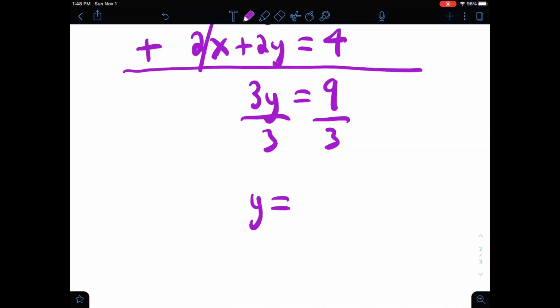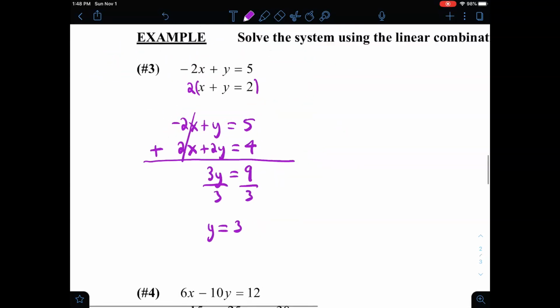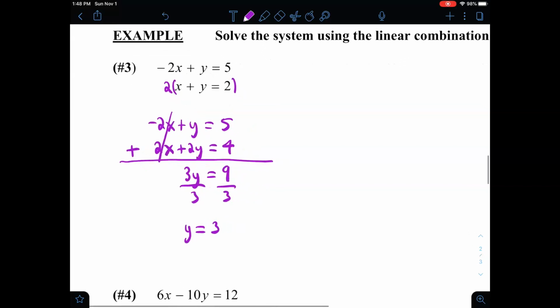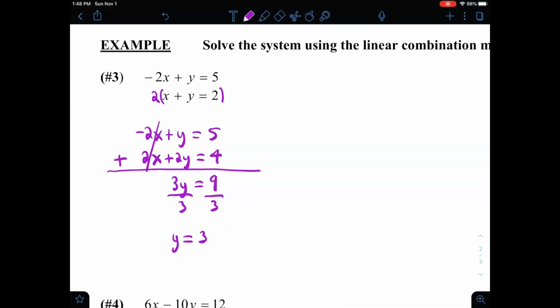So y is going to equal, what's 9 divided by 3 going to be? That's going to be 3. Now, are we done? Remember, we're looking for solutions to a system of equations, which are graphs of lines. We need to see where they cross. Is y equals 3 a solution or no? No, we need an ordered pair.